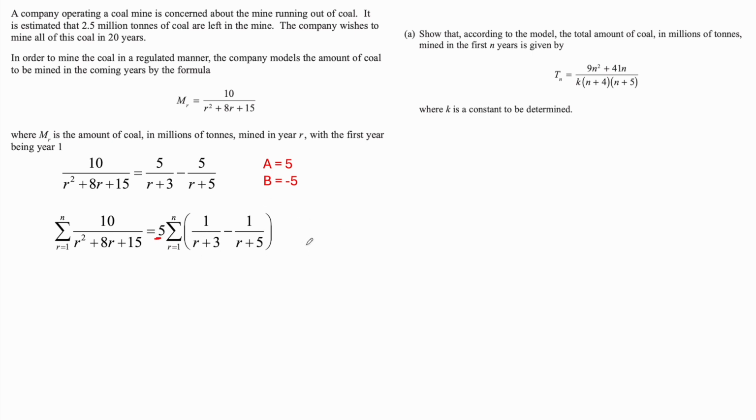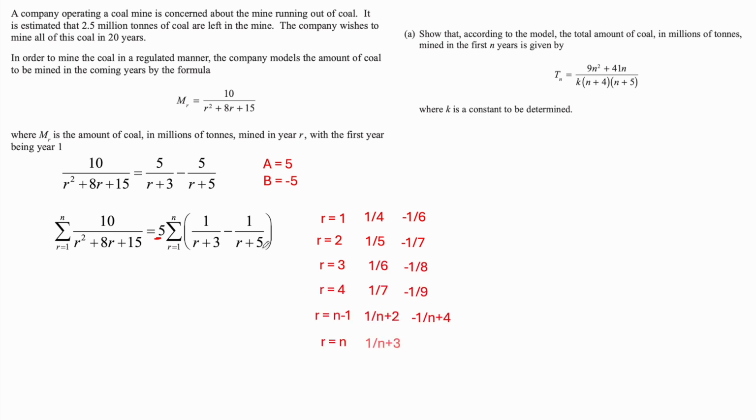And the same like last time, we're just going to do our method of differences. So r equals 1, and then we use this equation, so 1 over 1 plus 3, which gives 1 over 4, minus 1 over 1 plus 5, which is minus 1 over 6. And you just keep doing the same until we get to r equals n.